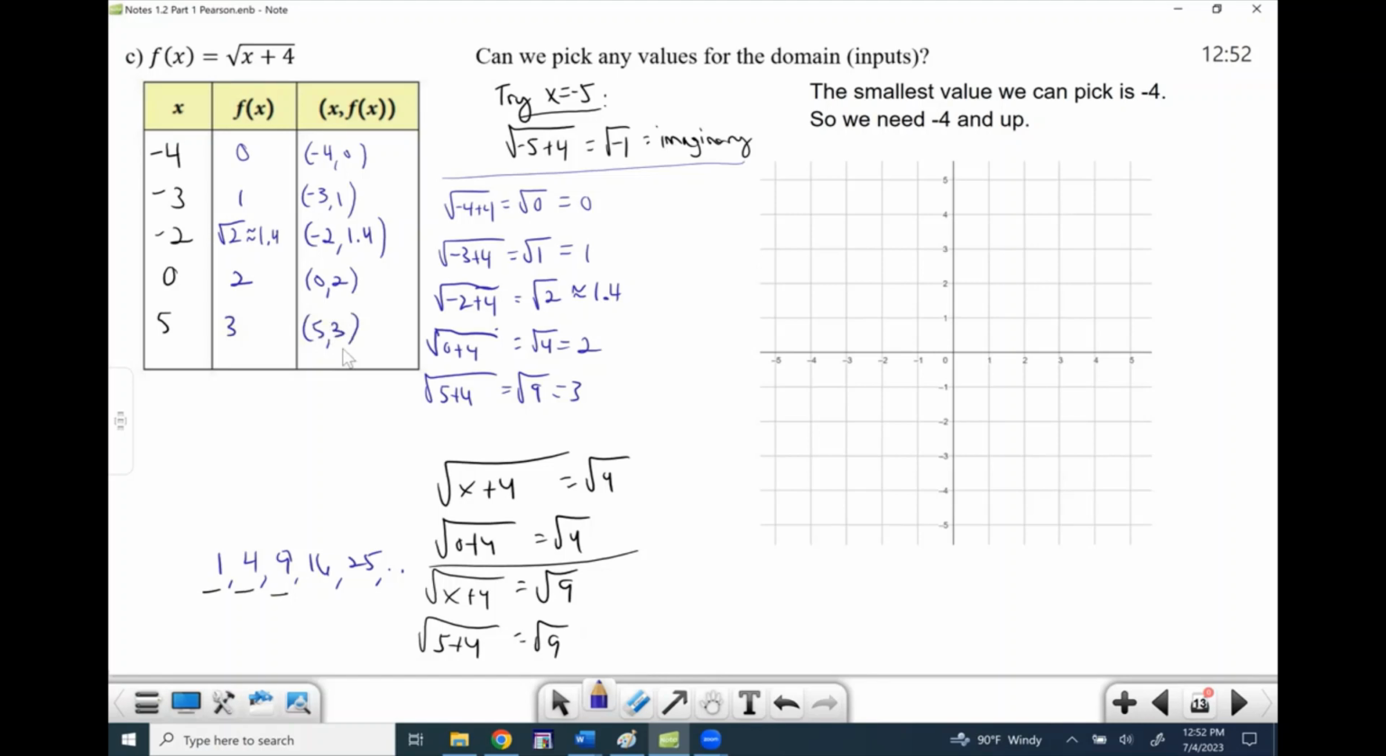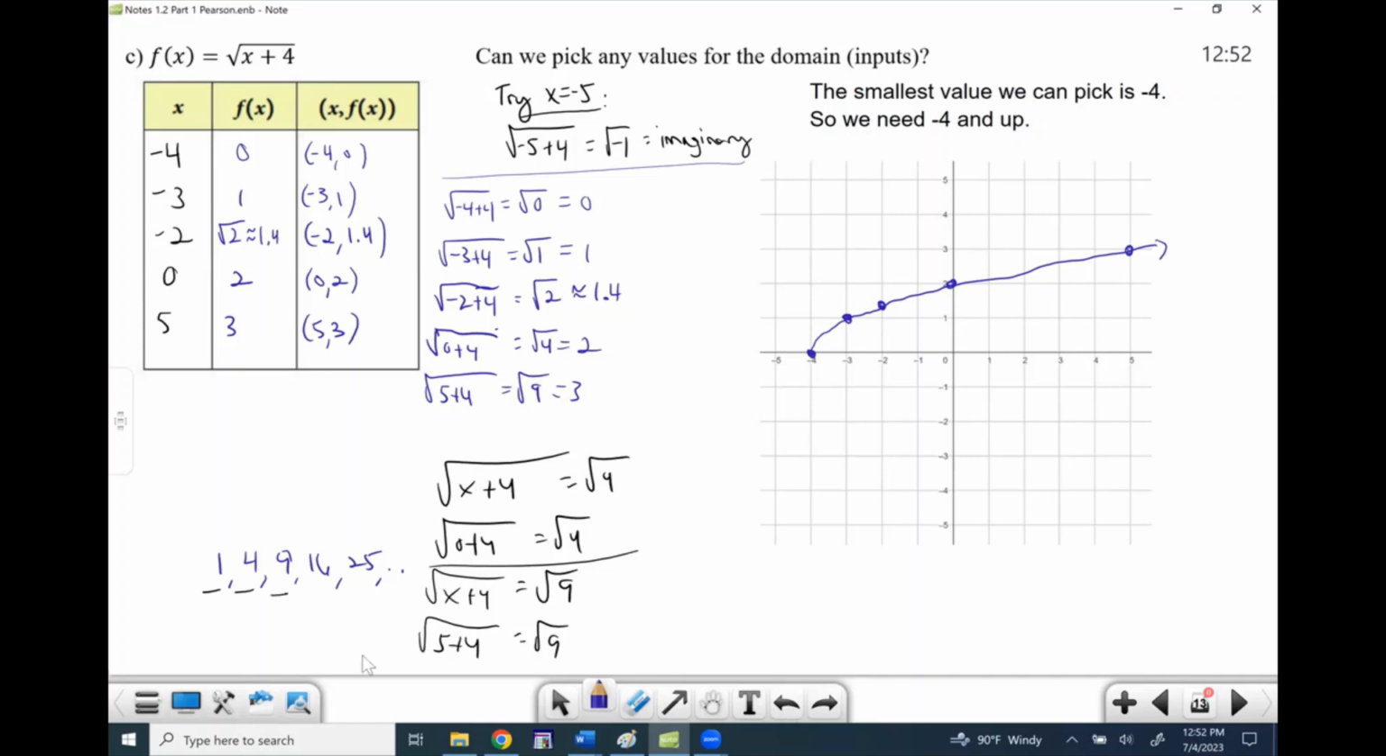So we're making our lives easy. Now, could we pick any values we want as long as they're -4 and up? Sure. Then you got to go and graph those. So I was just trying to pick values that would give us nice numbers, okay? All right, let's graph these. So -4, 0. -4 on the x, 0 on the y. -3 in the x, 1 in the y. -2, 1.4. 0, 2. 5, 3. And so the square roots are half of a sideways parabola. We don't have the other half, you guys, okay? So anytime you see a square root, think that it's going to be half of a sideways parabola.